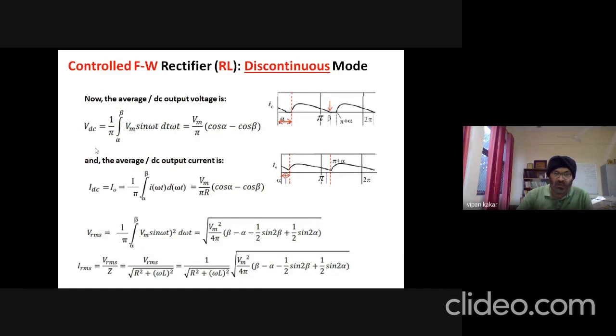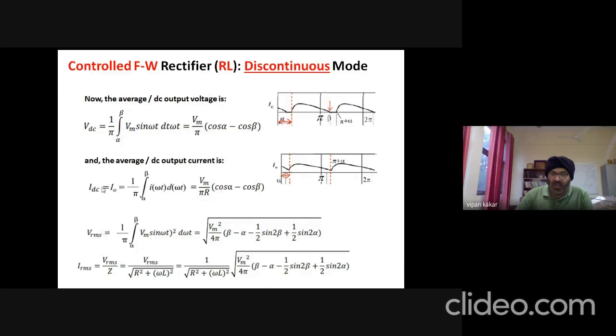Continuing with the discontinuous mode, using that expression from 4.18 for that current, and then subsequently this instantaneous voltage, the supply is Vm sin omega t. From alpha to beta, dividing it by angle pi, we have this Vm by pi (cos alpha minus cos beta).